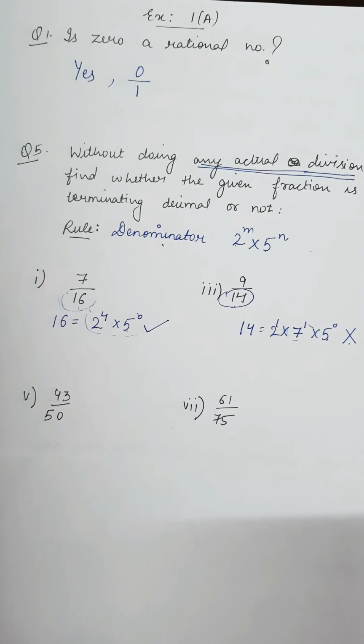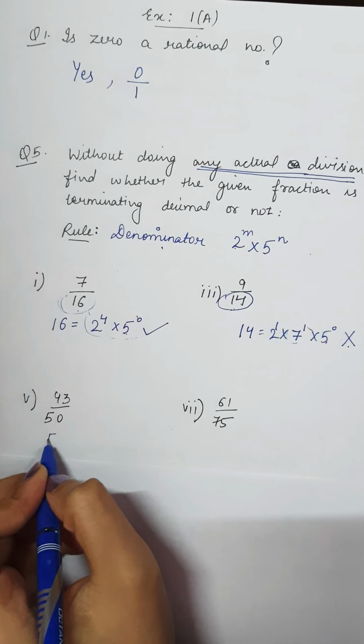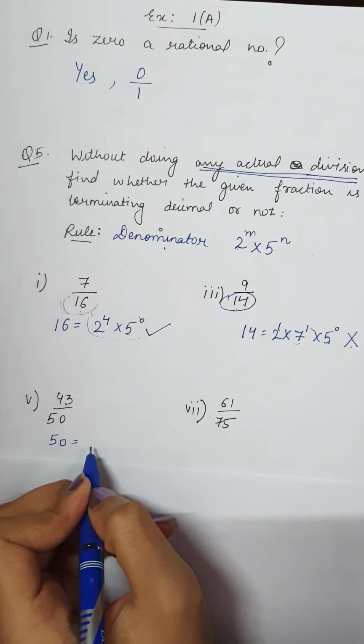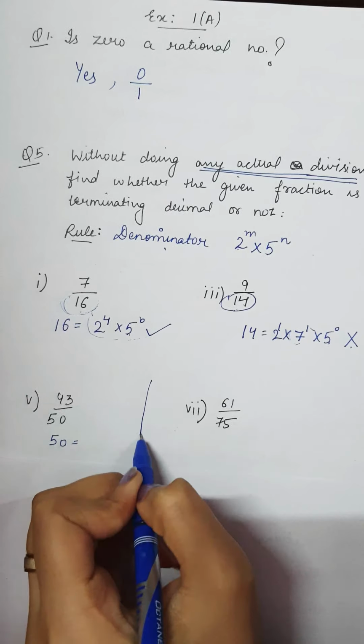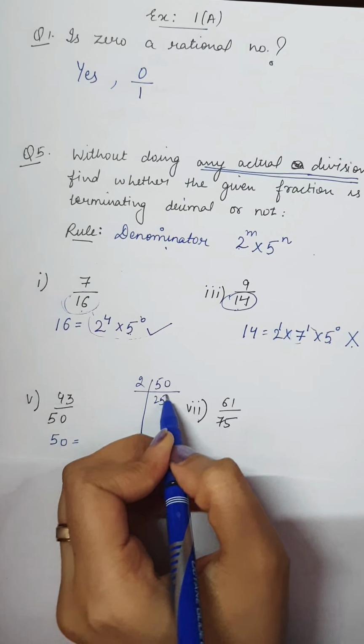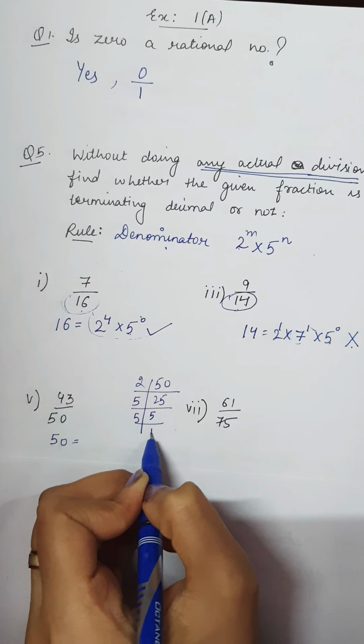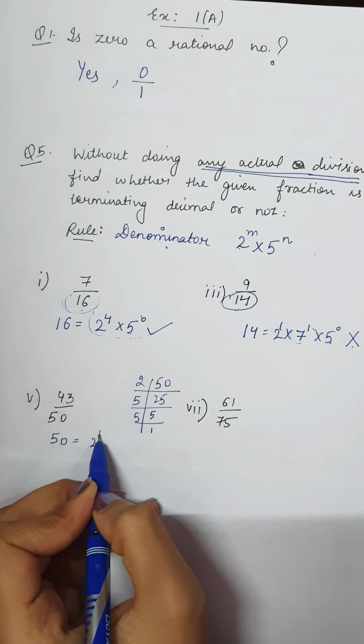Next, let's check this one: 43 by 50. Let us split 50. If the number is big to you, you can split it this way: 50, 25, 5, 1. So here I have 2 to the power 1 and 5 squared. Are there only powers of 2 and 5? Yes, it is terminating.